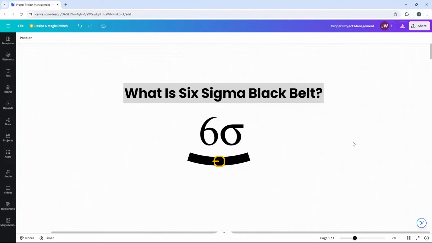Are you curious about the Six Sigma Black Belt? Do you want to know everything that's involved with this position, how it's different from the other Six Sigma belts, and what's required to be one? Well, regardless of why you may be here, you are in the right place.